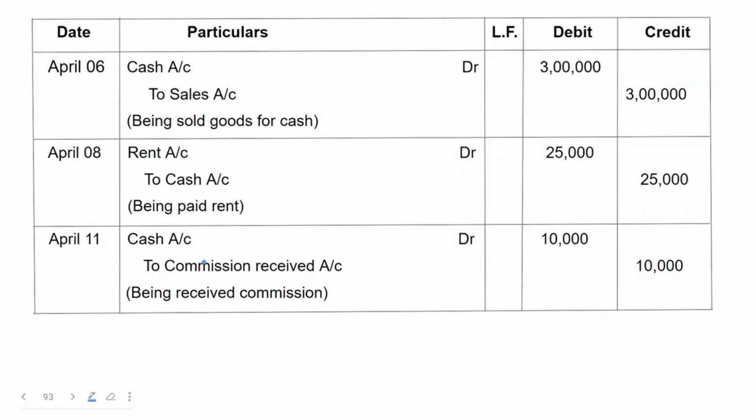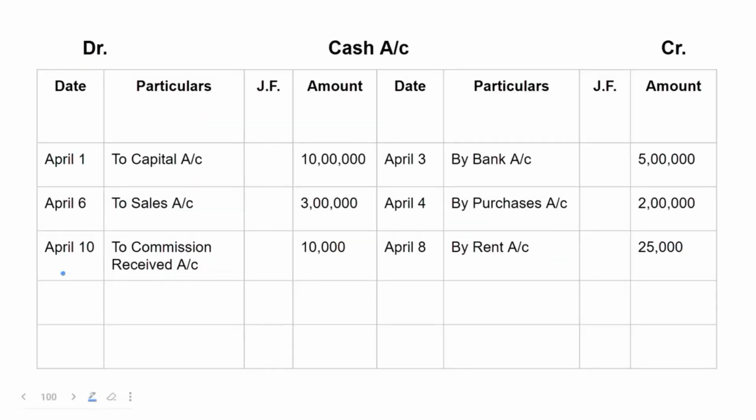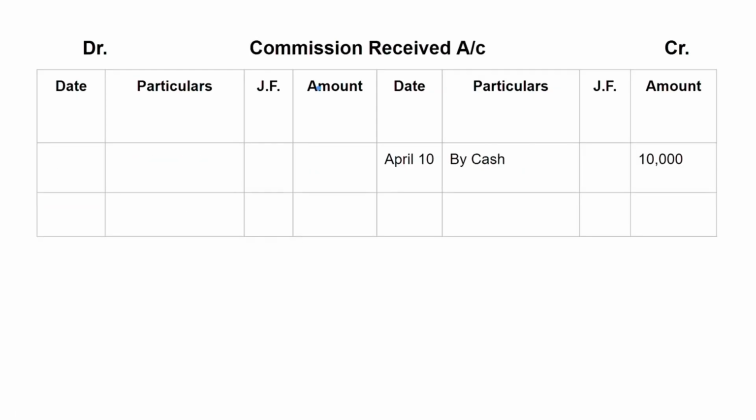April 11 cash account debit 10,000 to commission received account 10,000. In cash account we record as commission account on the debit side, and in the commission account we record as by cash credit side 10,000. Let's see how we'll record it. Cash account debit side April 10 commission received 10,000. Similarly, in the commission account we record it as commission account credit side April 10 by cash 10,000.